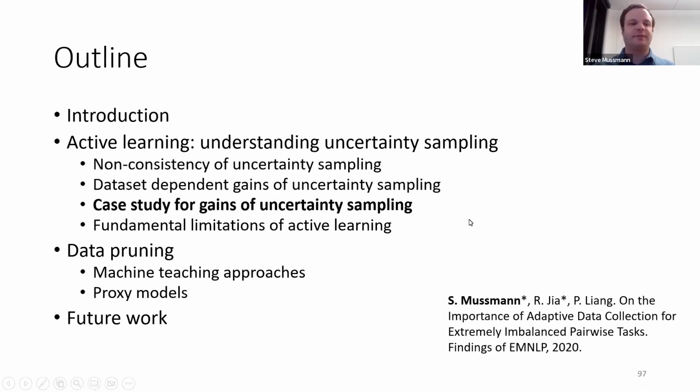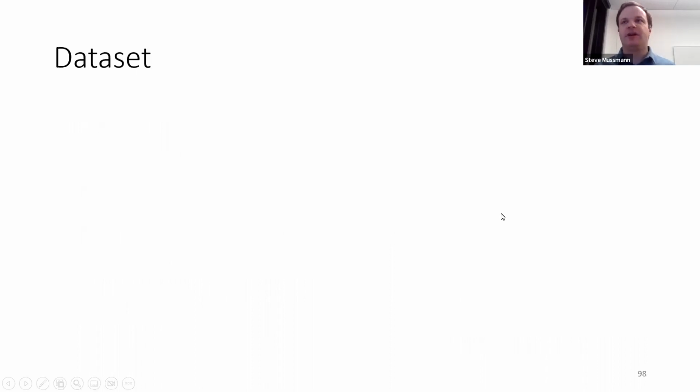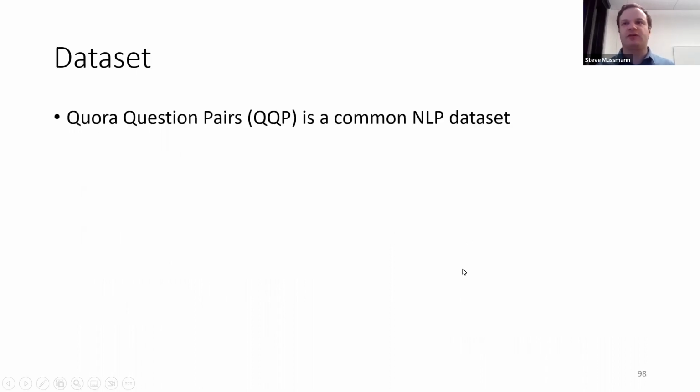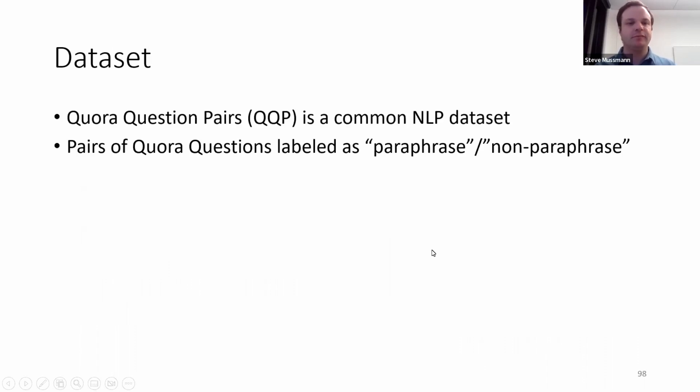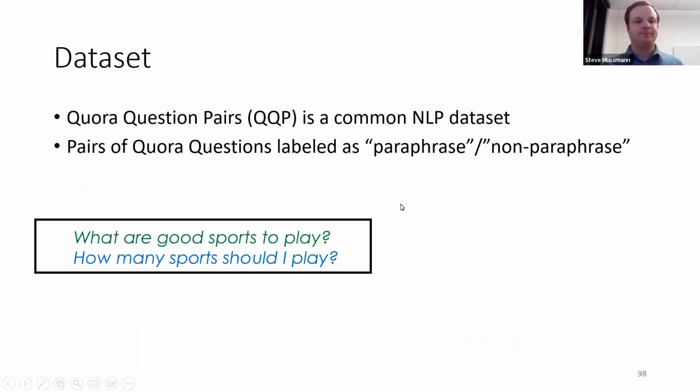Next, I want to talk about a specific case study for using the previous insights to get large gains with uncertainty sampling. So we'll examine a data set from natural language processing called the Quora question pairs data set, where pairs of Quora questions are labeled as either paraphrase or non-paraphrase.